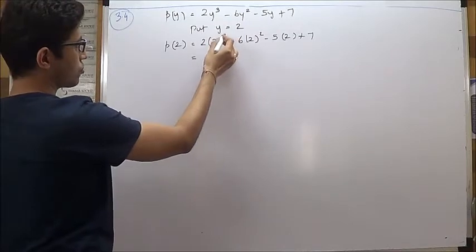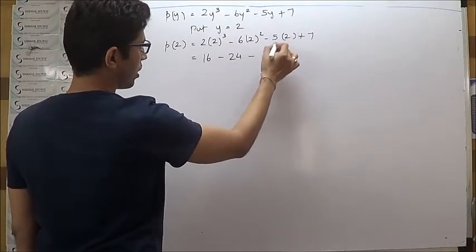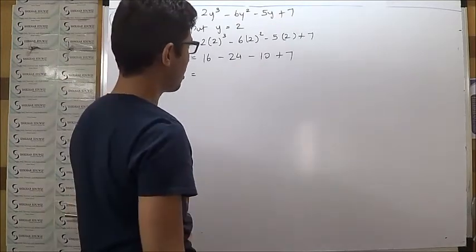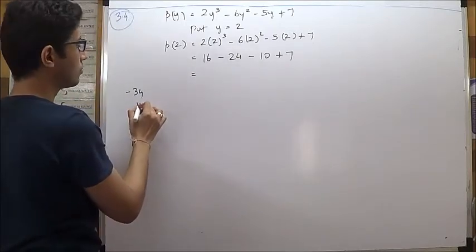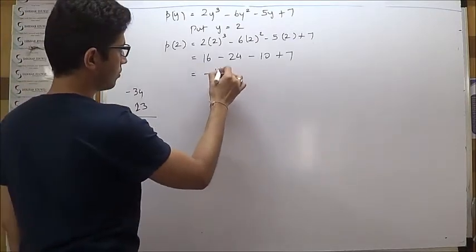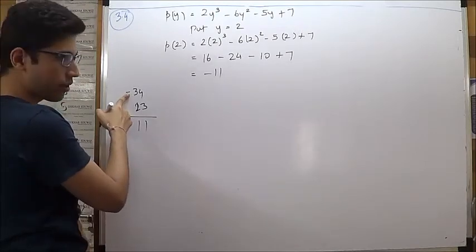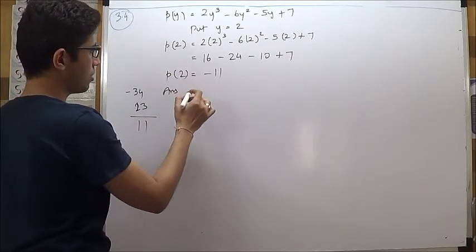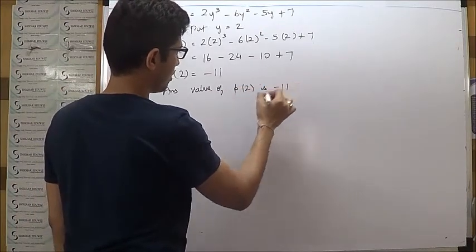So 2 twos are 4, 4 twos are 8, 8 twos are 16. 2 sixes are 12... 6 fours are 24, 5 twos are 10, plus 7. So minus 24 minus 10 is minus 34. And 16 plus 7 is 23. So how much does it come? Minus 11, because minus 34 plus 23 is 11, but the sign of the greater is minus, so minus 11. So your final answer will be, the value of p of 2 is minus 11.